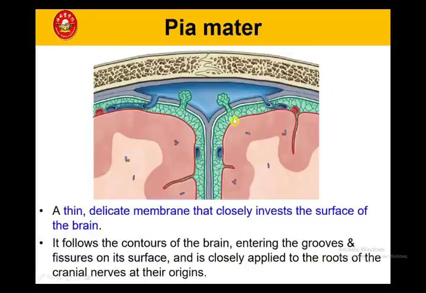We have the pia mater, the third layer. The pia mater is a thin, delicate, red-colored membrane, as we can see here marked in red. It closely invests the surface of the brain. It follows the contours of the brain, enters the grooves and the fissures on the surface, and is closely applied to the roots of the cranial nerves at their origin too.